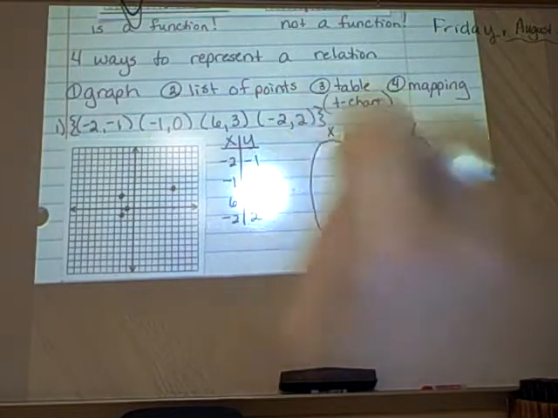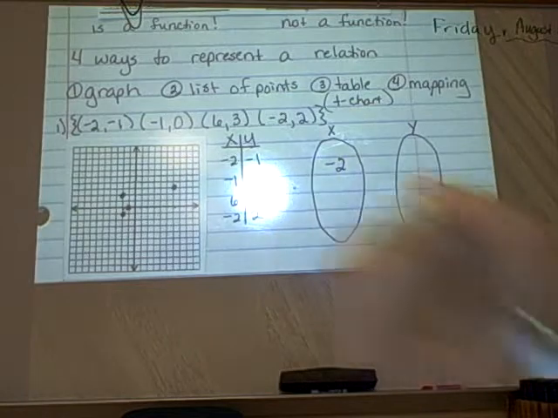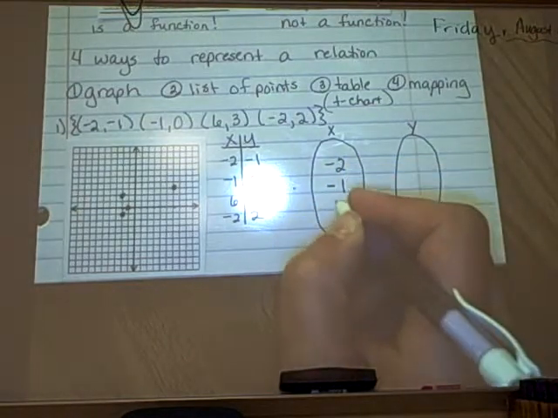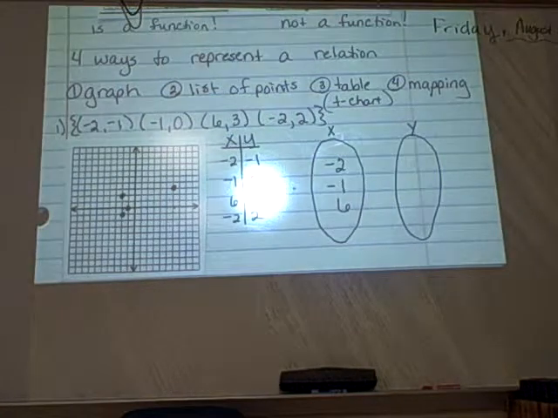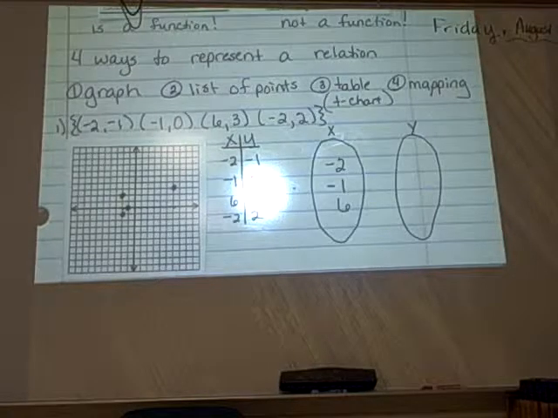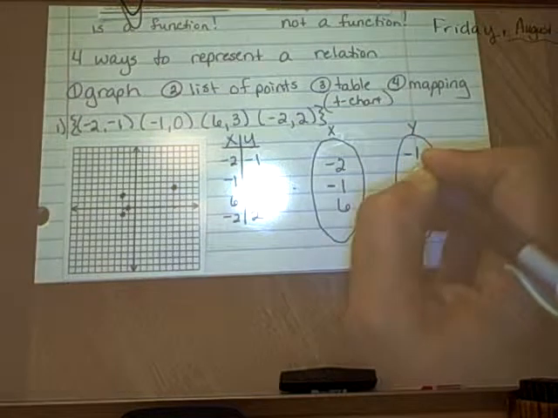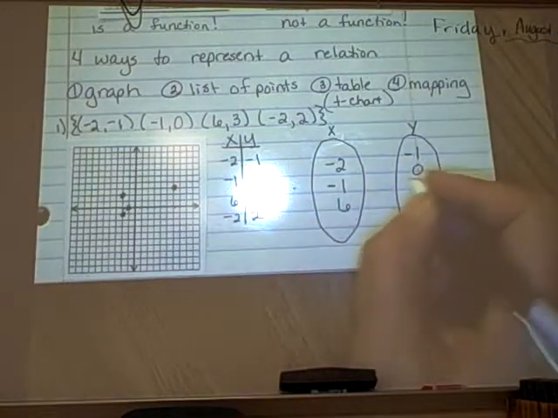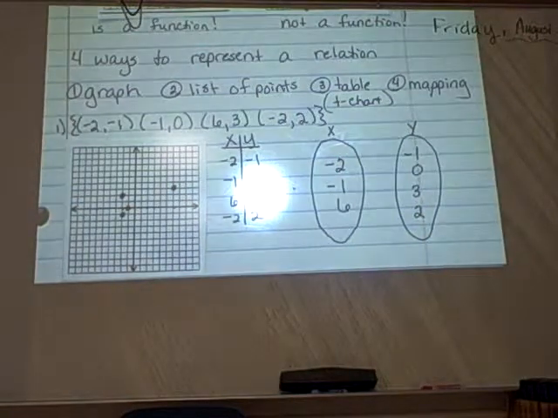So in the x bubble, I have a -2, I have a -1, and I have a 6, but I'm not going to write that -2 again. It's the only one that's kind of weird. I don't know why they do that, but you just don't write it again. And in the y bubble, I've got -1, 0, 3, and 2, because nothing repeats there.